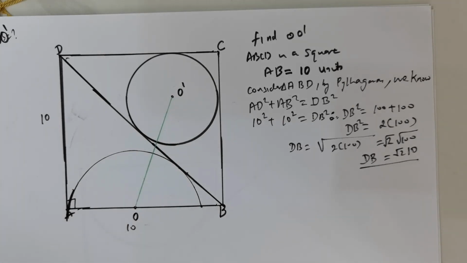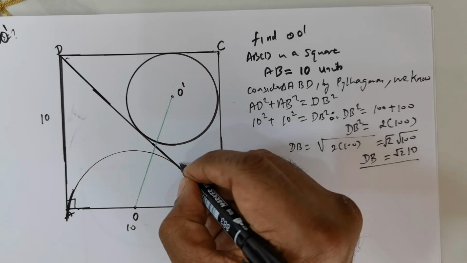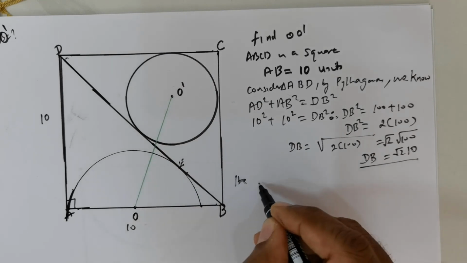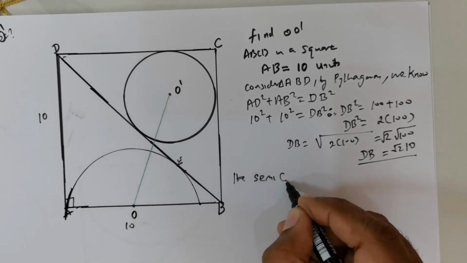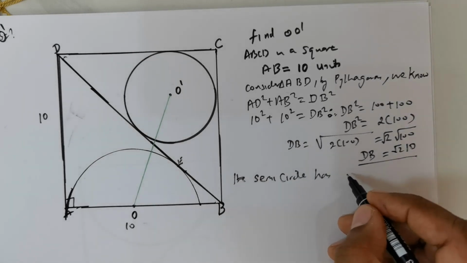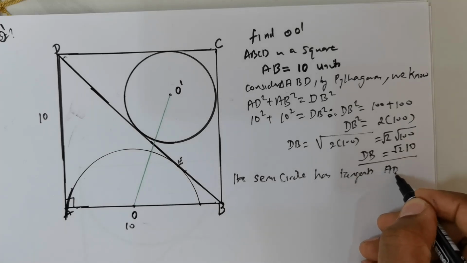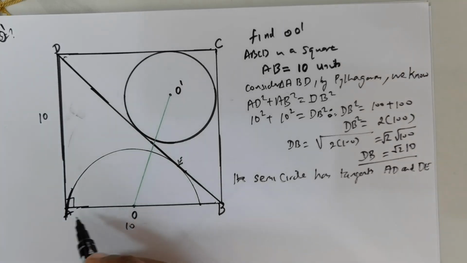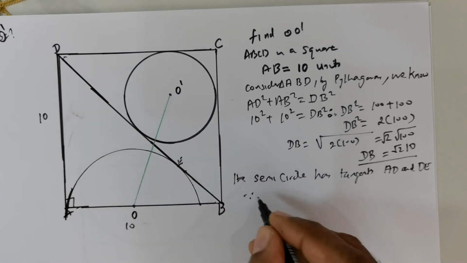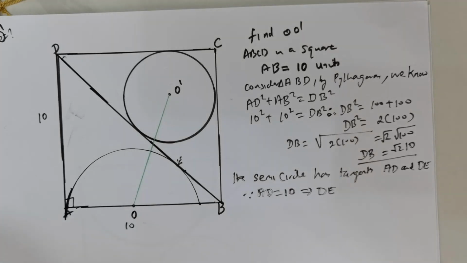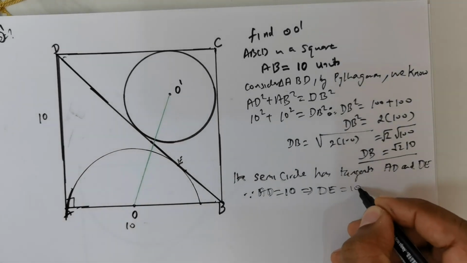Now I want to mark this point as E, right? So let me state here, the semicircle has tangents AD and DE, right? There is a point of tangency here, there's a point of tangency here. So this means since AD I know is 10 units, DE is going to be equal to 10 units, right?